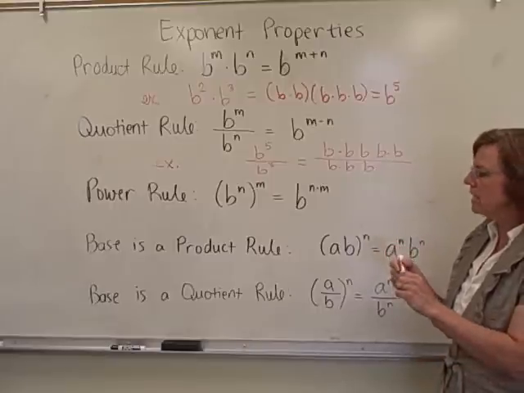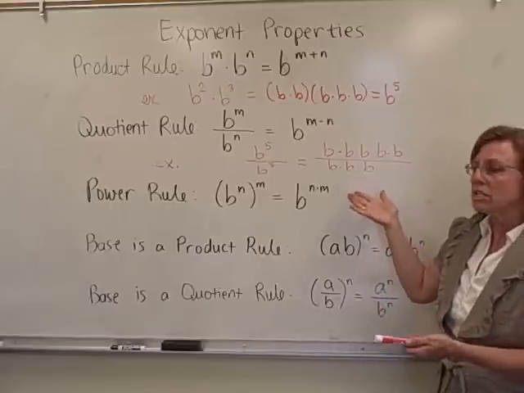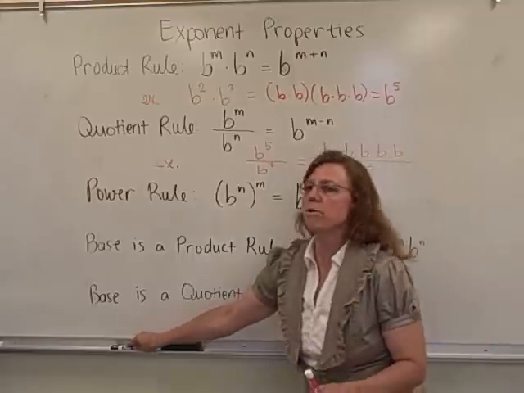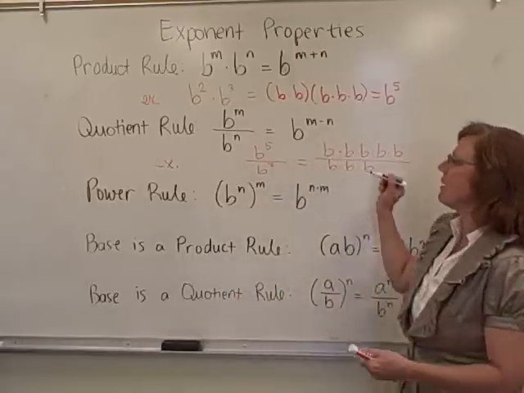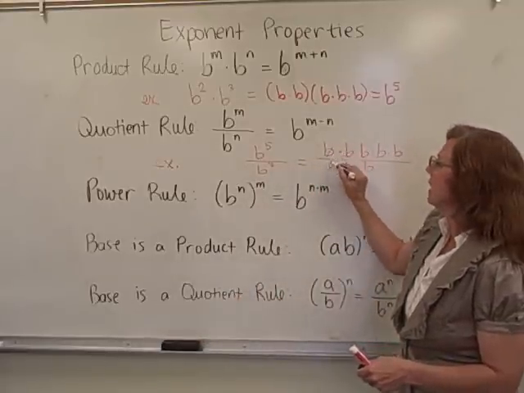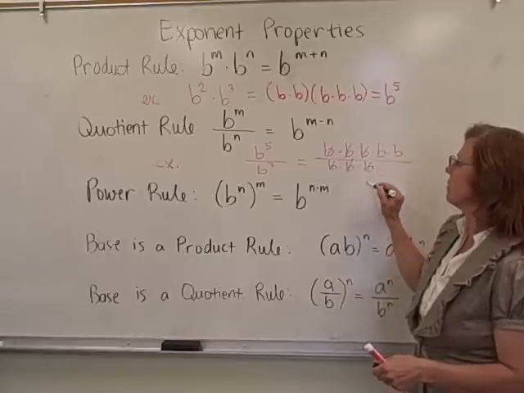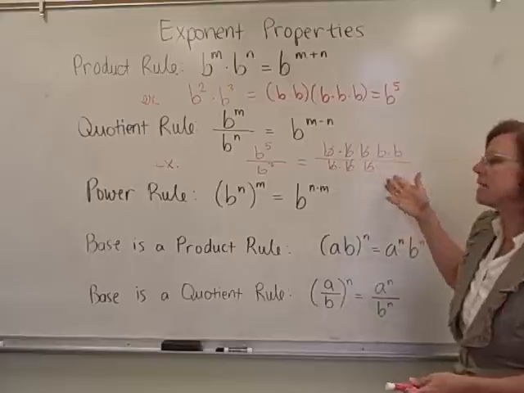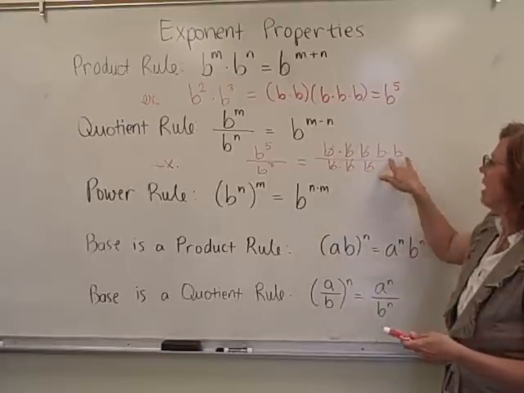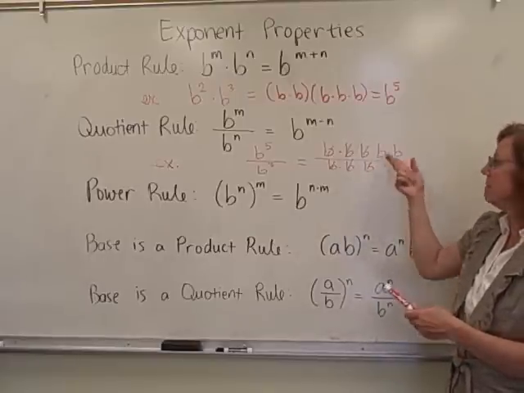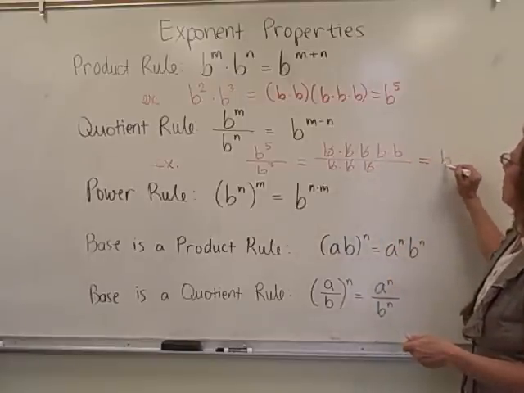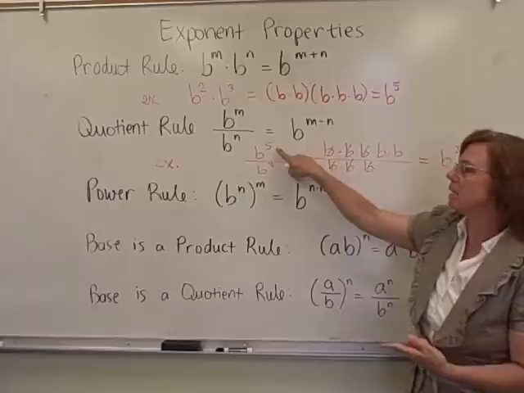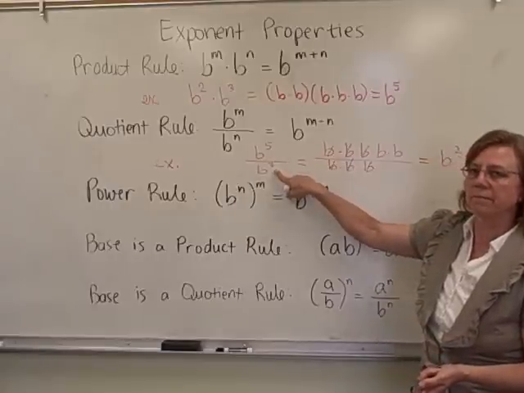And so you can think of it as a fraction where you're reducing or dividing common factors from both numerator and denominator. So if I divide by b a second time and a third time, when I divide I get 1 left. And so I'm canceling out those common factors. I have left 2 factors of b in the numerator, and so that's b squared. So notice we just subtracted numerator exponent minus denominator exponent.